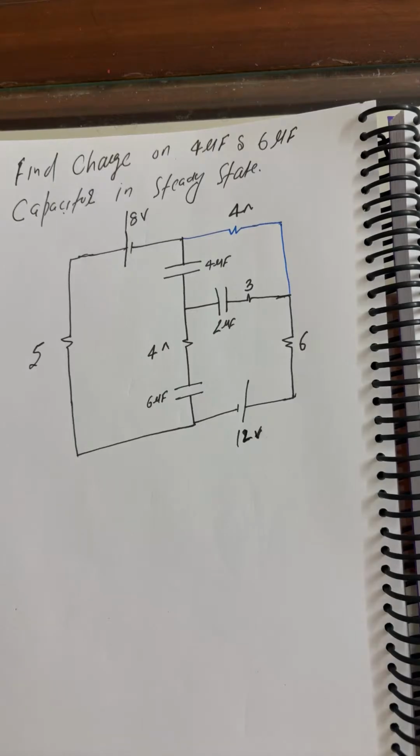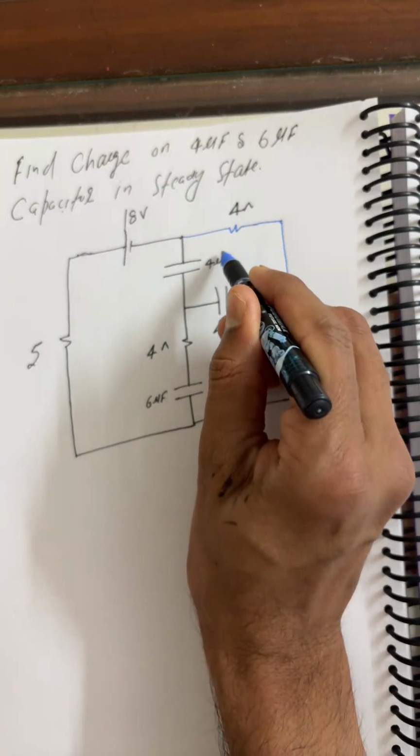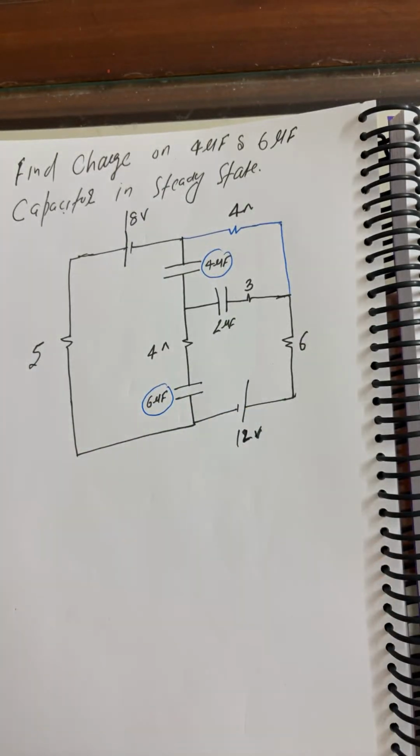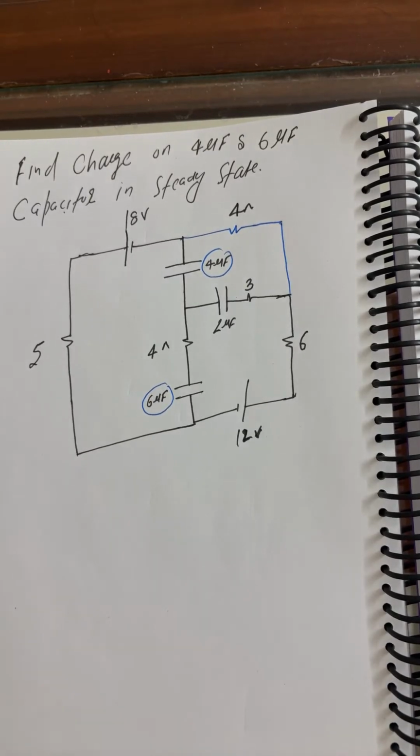Okay, so we have to solve these questions here, right? We have to find the charge on what? The capacitors, 4 microfarad and 6 microfarad. So we must find the potential drop across them. That is the question, and that is the approach for these questions.